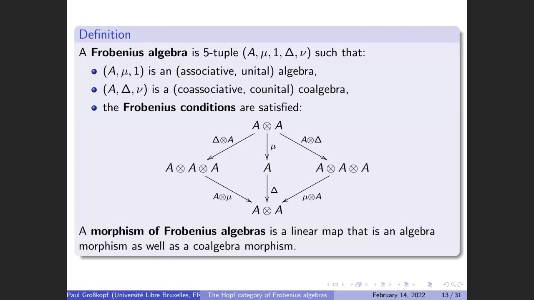A morphism between Frobenius algebras is a map that preserves both structures, the algebraic and the coalgebraic structure. So we want a map that is as well an algebra morphism as a coalgebra morphism. Now we have a basic understanding of the lower dimensional cases, and by playing around with that, you can arrive at some observations.